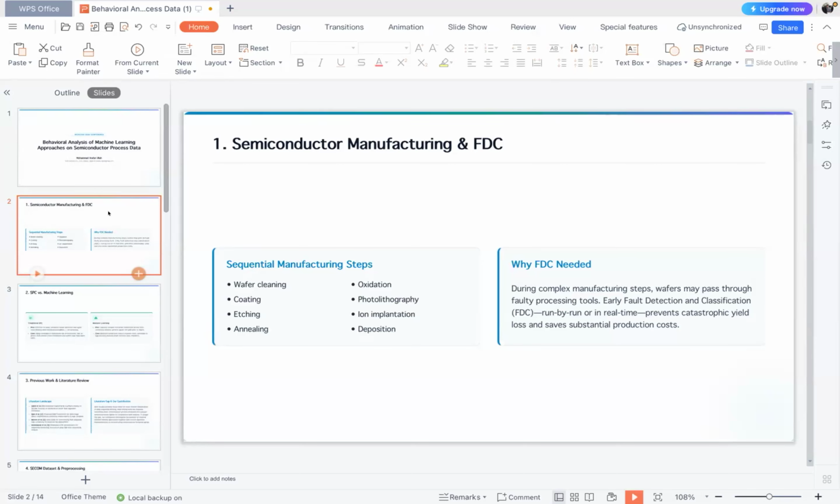Since several tools are used for several steps, like cleaning tools for wafer cleaning and photolithography tools for photolithography, if there is any defect which is not visible during wafer processing, then lots of wafers would be damaged. During complex manufacturing steps, wafers may pass through faulty processing tools. Early fault detection and classification, either run by run, where we run a wafer and then find a defect, or in real time, could prevent catastrophic yield loss and save substantial production costs. That's why we need FDC.